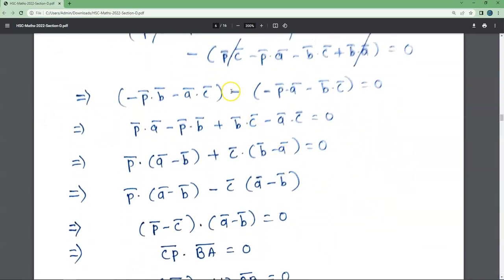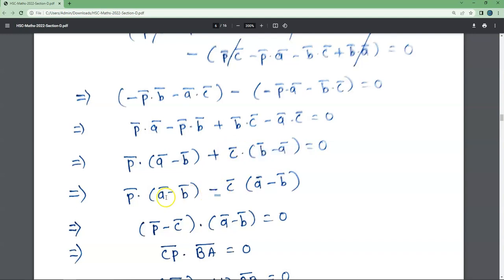Okay. Now this minus will go inside and it will become plus. Plus P bar dot A bar. So we took that forward here. Then plus B bar dot C bar, which we have taken here. Now P bar common. So A bar minus B bar. Then here C bar common. B bar minus C bar. A bar. Now here B bar minus A bar and here A bar minus B bar. So if we want to change B bar minus A bar to A bar minus B bar, this whole thing will become negative. That's why the negative sign is here.